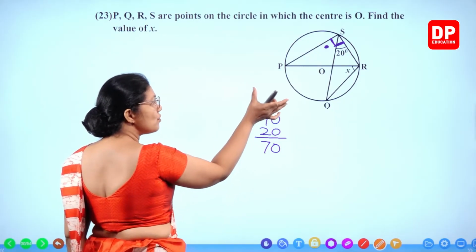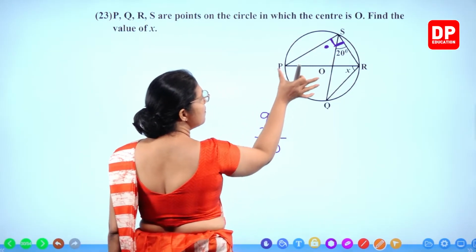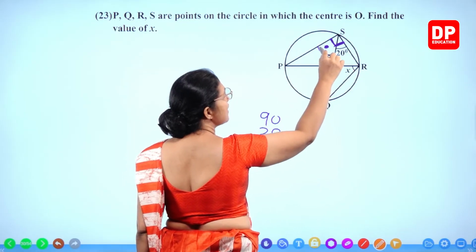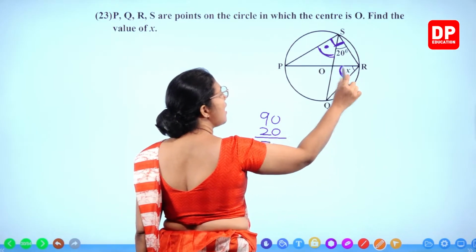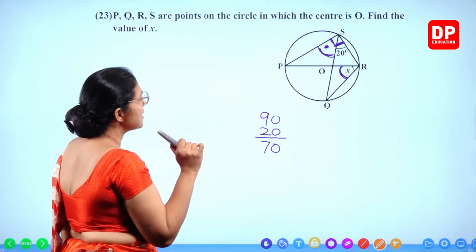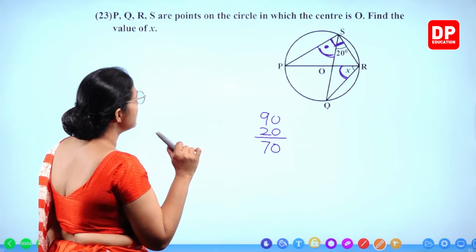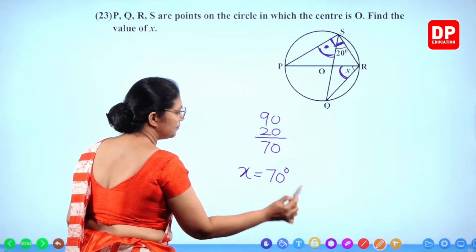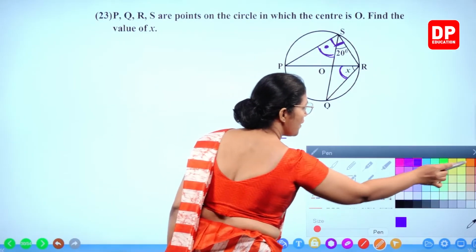Then what they ask is, find the value of X. Then you have to use the theorem: same segment angles are equal. This angle and this angle are same segment angles. So what is X? X is 70 degrees. So 2 marks for that.